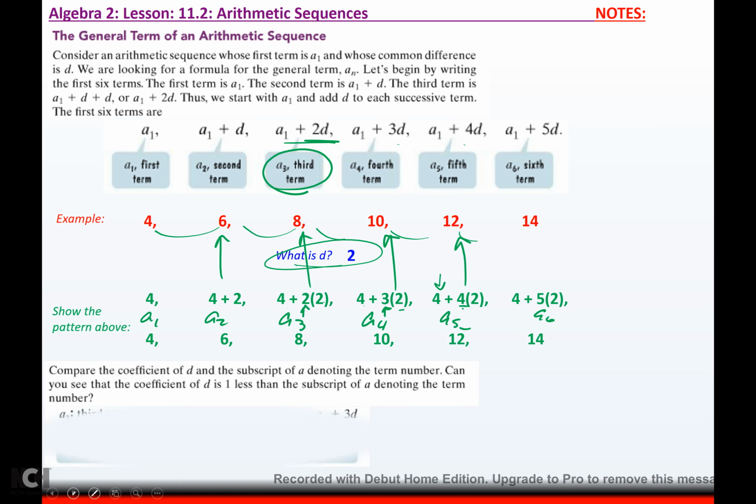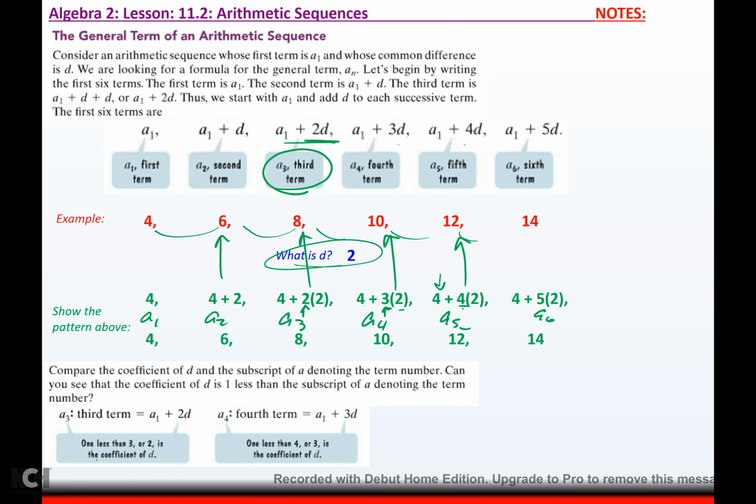Okay, from that, then we can come up with some rules. If you want the third term, you're going to take the first term and add 2 common differences to it. Because to get the third position, you take the first one plus 2 more. If you're looking for the fourth term, you take the first term and you're going to add 3 common differences. Because to get in the fourth position, you have the first term plus 3 copies of the change, right, to get to position 4.